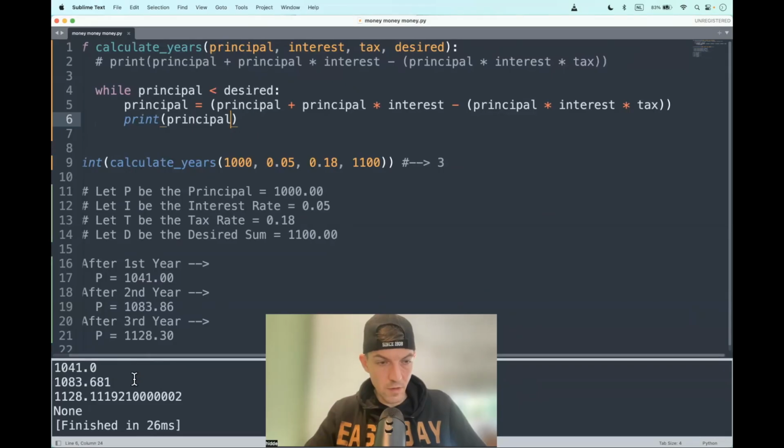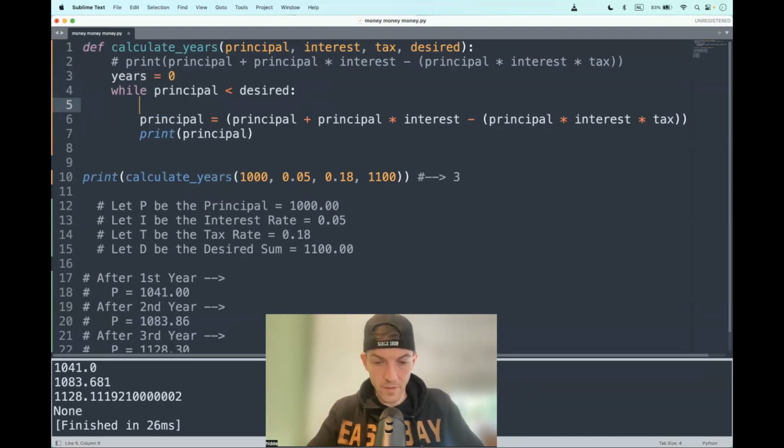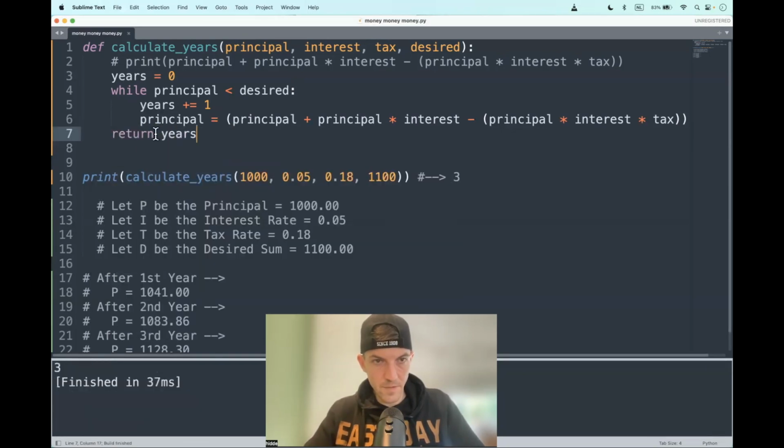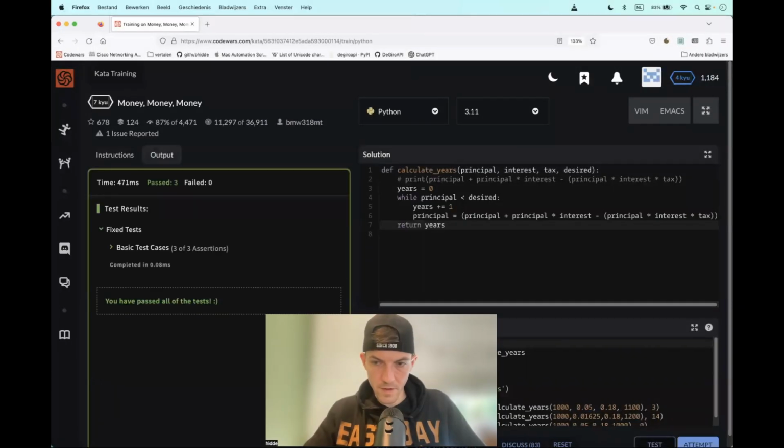Yeah, this is working as it should. Let's create a new variable, years is equal to 0. And every iteration we should add a 1 to the years. And let's print it together with the principal here. After 3 years, we surpass the amount of the desired sum. And that's the year that we should return. Return years. 3. Well, this should work out. Let's test it. Okay, that works out.